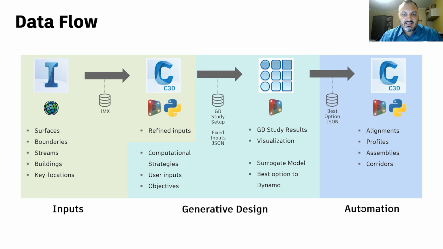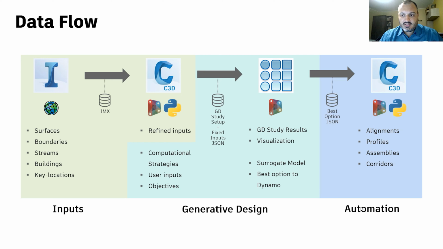Once the study is set up, we need to be able to run it inside generative design in Revit. This is important because we cannot leverage any functionality that is present in Civil 3D. So we will have to do some gymnastics in order to create these intelligent objects such as alignments and profiles. In generative design in Revit, we have the tools to explore the results and visualize them and select the best option to send back to Dynamo.